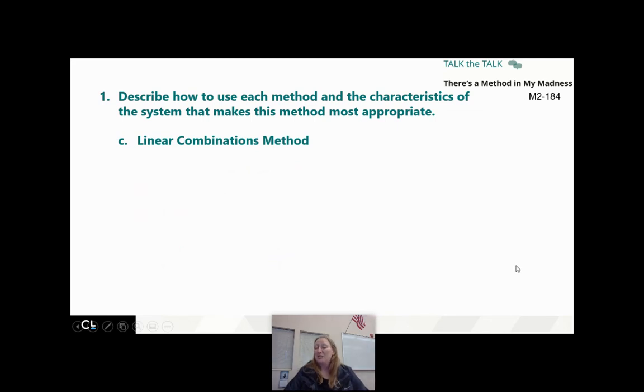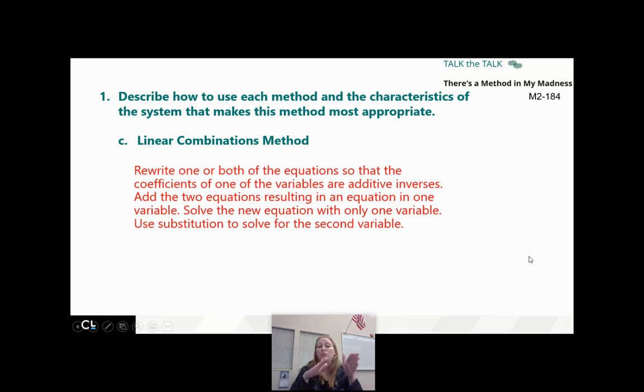Now, the linear combinations method. It's one of my favorites. But of course, certain things have to apply in order for it to be one of my favorites. Now, first of all, the method itself. That's where we rewrite one or both of the equations so that the coefficients of one of the variables are additive inverses, right? That's where I make sure I've got opposites for x or I have opposites for y so that I can then add the two equations, kill one of those variables off, and it results in an equation in one variable. So I can solve the new equation with only one variable and then, of course, substitute back in to solve for the second variable.